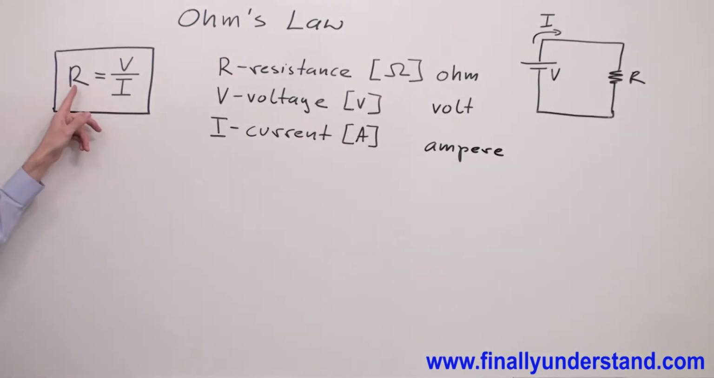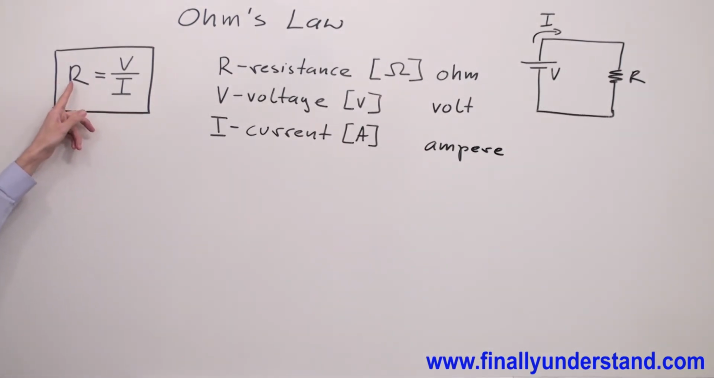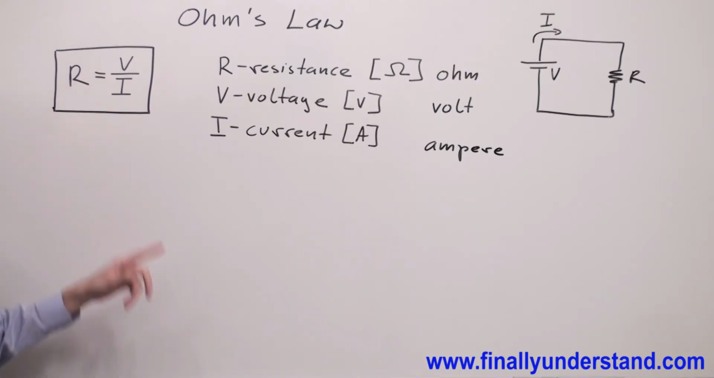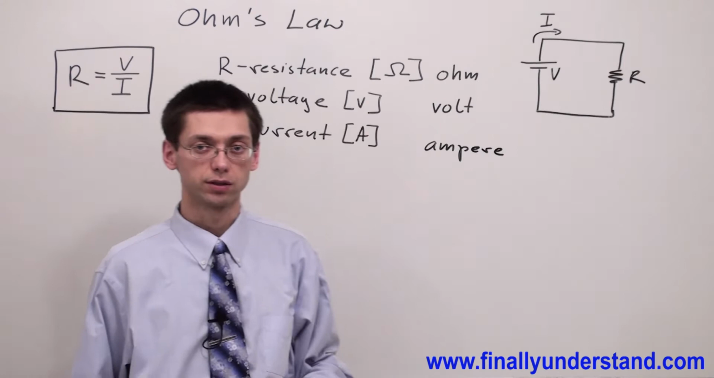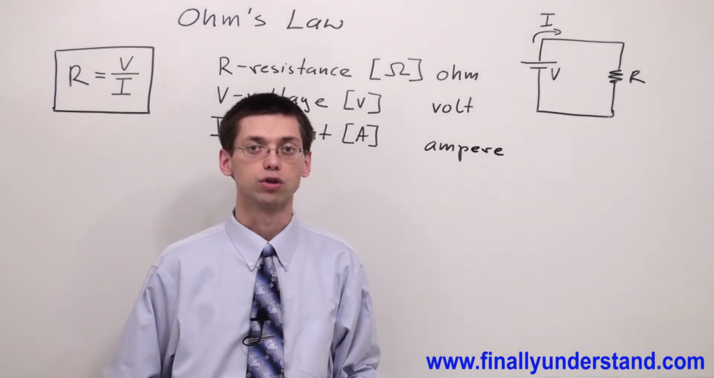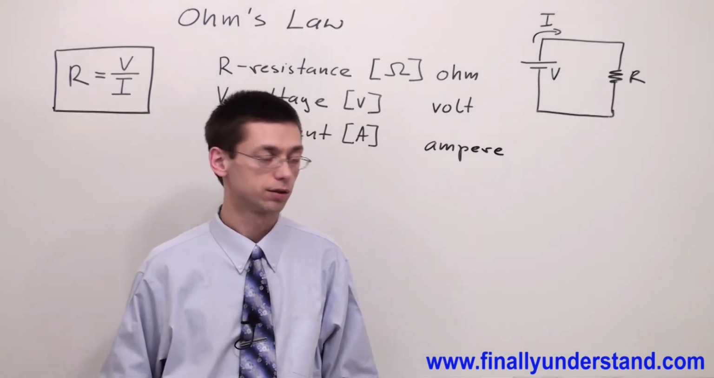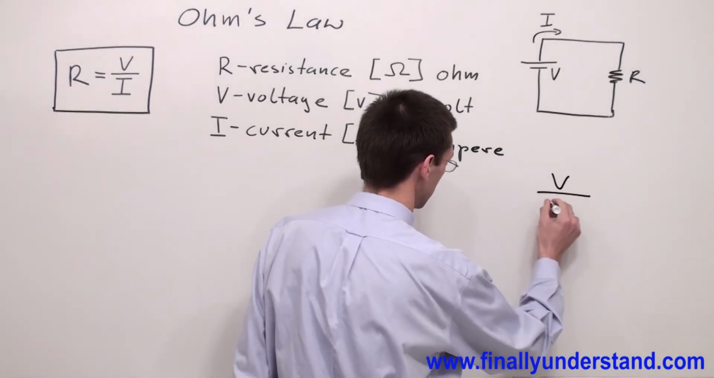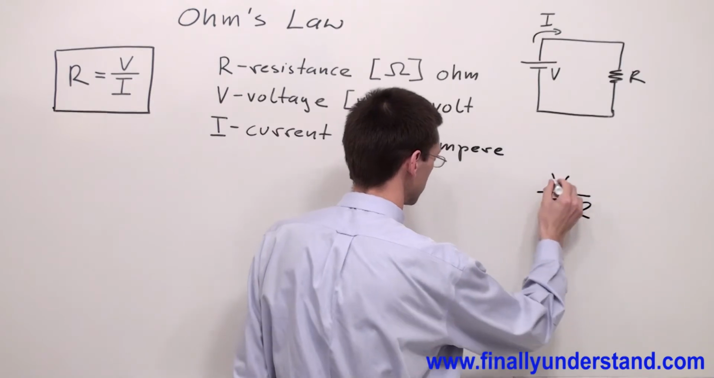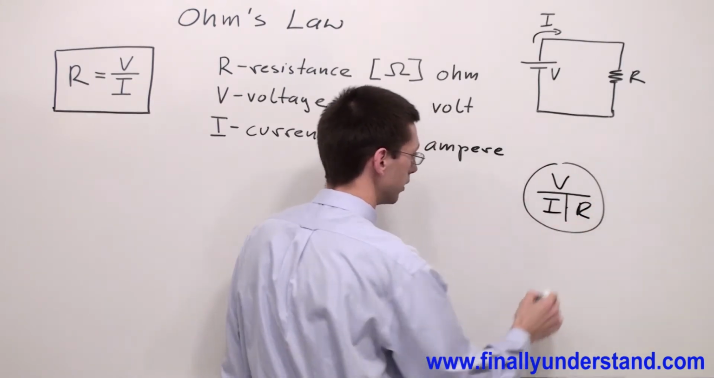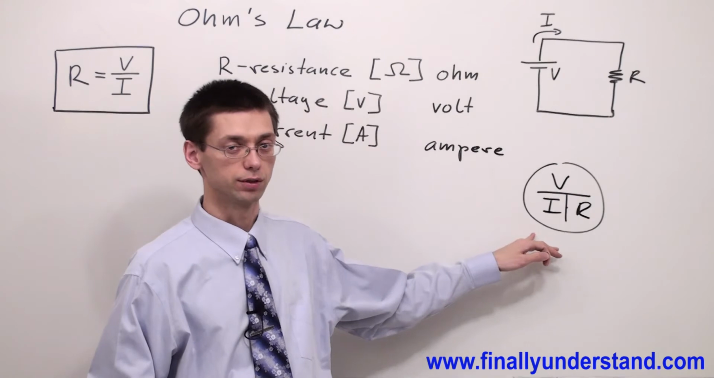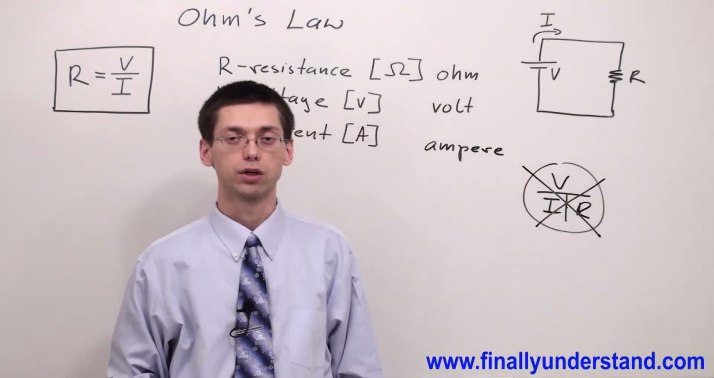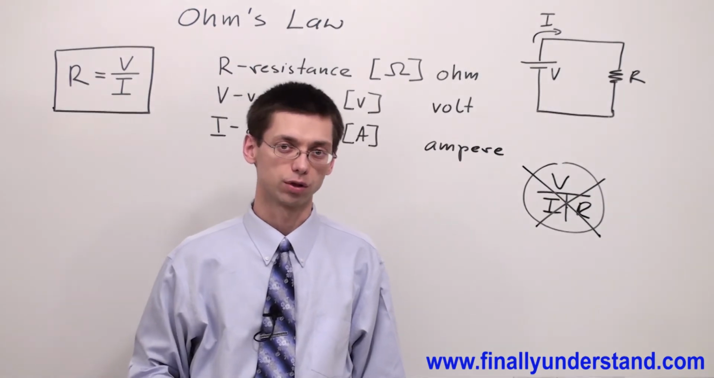From this formula we can calculate three things: resistance, voltage, and current. Probably some of you have experience with the Ohm's law circles or triangles, which look something like this: voltage, current, resistance. We are never going to use this. Why? Because this is going to work only with Ohm's law.